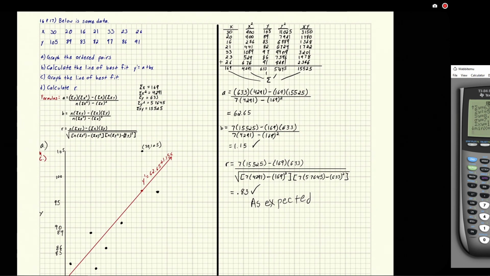Okay, so once you have all these columns, what you're going to do is you're going to then, for the last one, do x times y. And this is where it's important that they match. So you would do 30 times 105. Or in fact, you could even go back to your original data and go 30 times 105 and write that. 20 times 89 and write that. 16 times 83 and write that. Okay, so you do it for all of them.